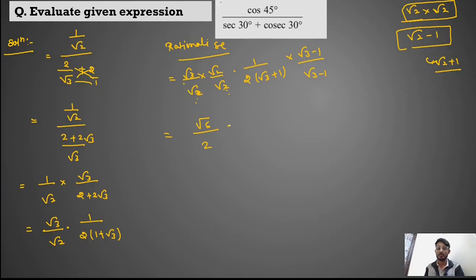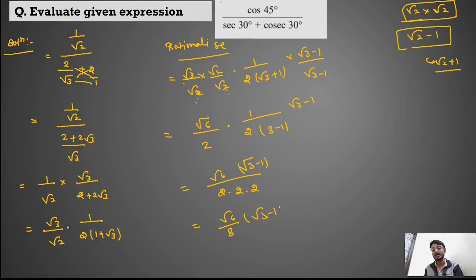1 upon 2. Here root 3 plus 1 and root 3 minus 1, it means a plus b into a minus b. You will get a square, meaning root 3 squared, which is 3, minus 1 squared, and in the numerator you will get root 3 minus 1. Root 6 upon 2 into 2 into 3 minus 1 equals 2. 2 into 4 and 4 into 2 is 8, so we will get root 6 upon 8 into root 3 minus 1. Basically this is the correct answer of this question.